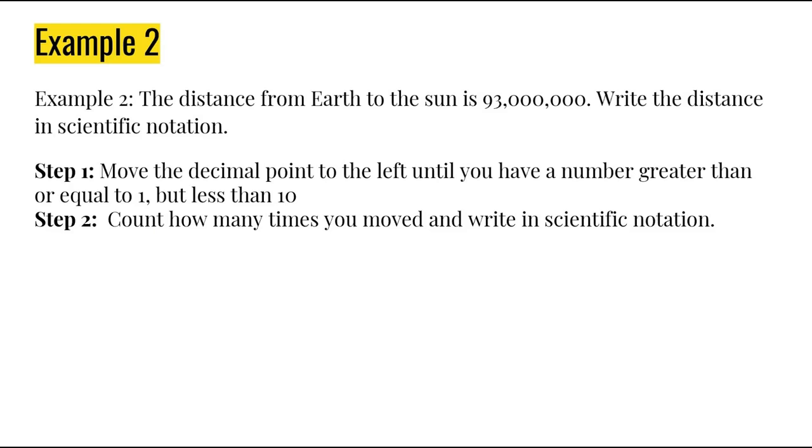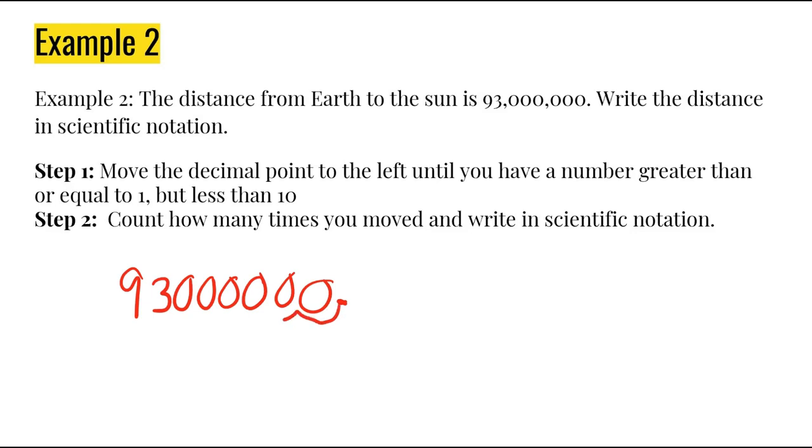The example says the distance from Earth to the Sun is 93 million, I should say miles. Write the distance in scientific notation. So we start with our number, 93 million. And remember that in a whole number, the decimal point goes to the right. I need to move my decimal point to the left until I get to a number that is greater than or equal to 1, but less than 10.